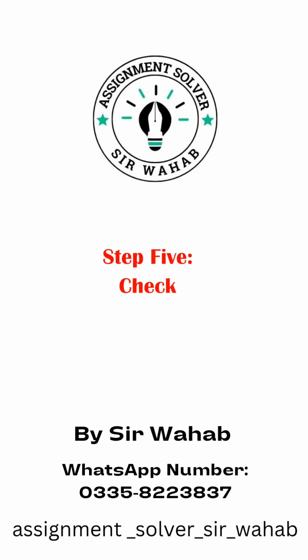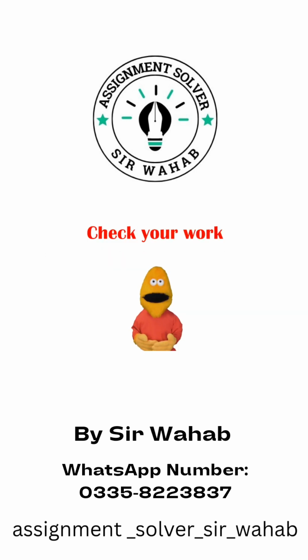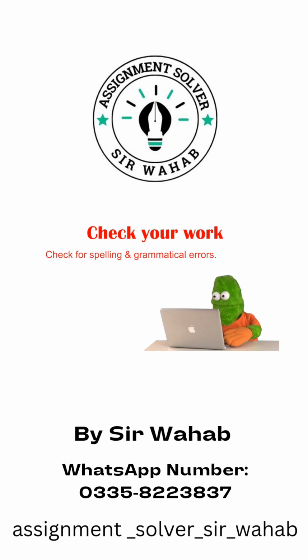Step 5. Check. Read your work out loud, or, better still, read it out loud to somebody else. Look for spelling and grammatical errors. If you're using Microsoft Word, you will see a red squiggly line if the word is spelled incorrectly, or a blue or green one if it requires revising. Maybe you left out an apostrophe, or you haven't added the correct punctuation.